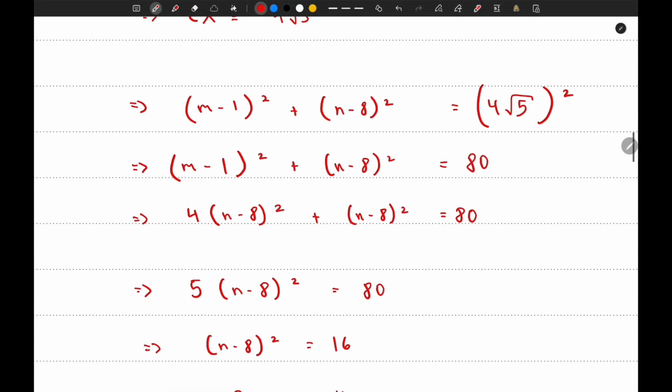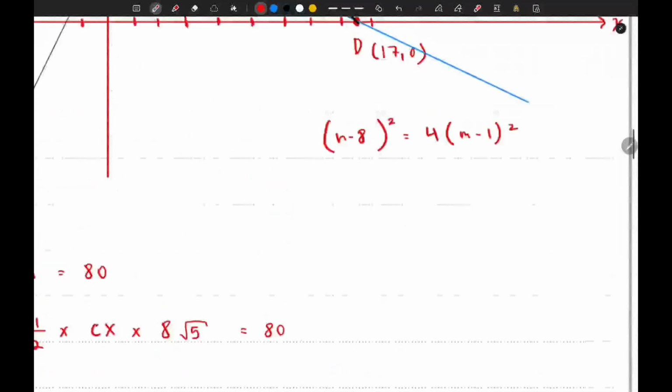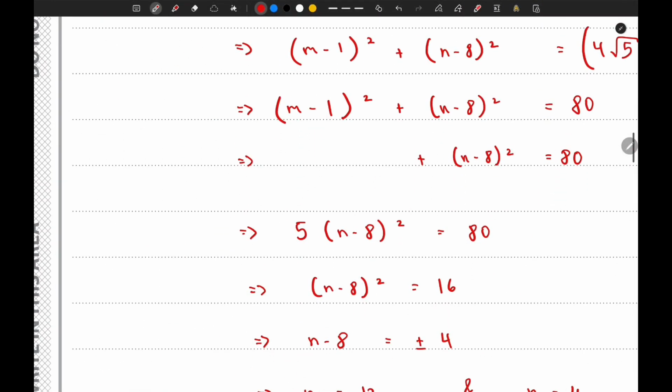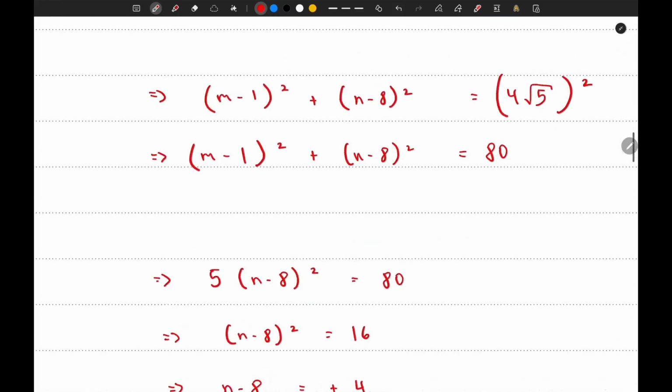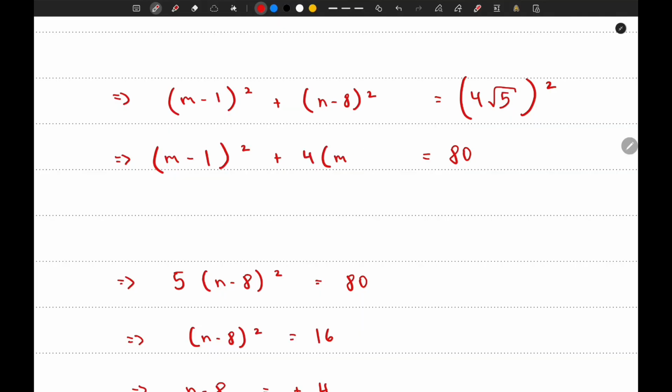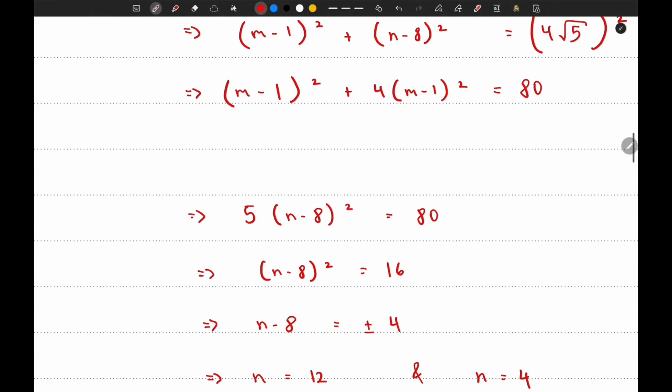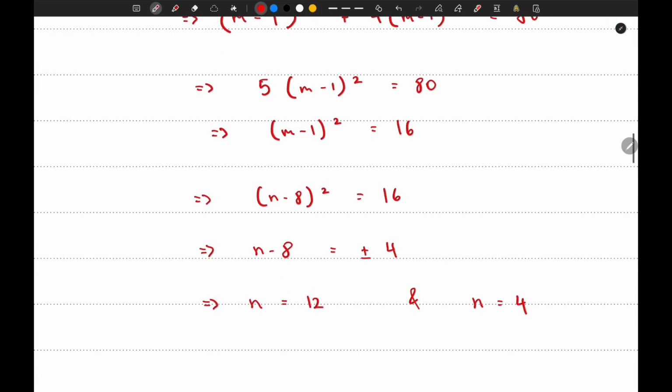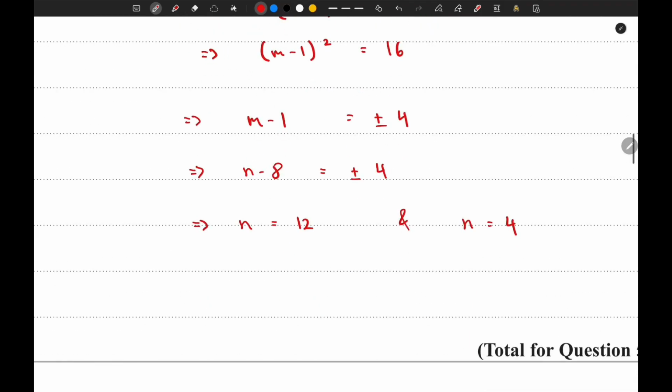So sorry for that. So this will be m minus 1 whole square, and we can replace n minus 8 whole square with 4 times m minus 1 whole square. So from this we will get 5 times m minus 1 whole square equals 80. So m minus 1 whole square is equal to 16. So m minus 1 will have two different values, plus and minus 4. Now we need to choose which one is the correct one.